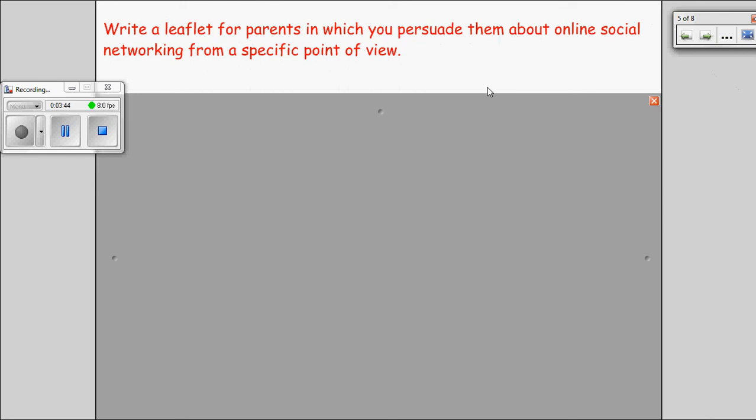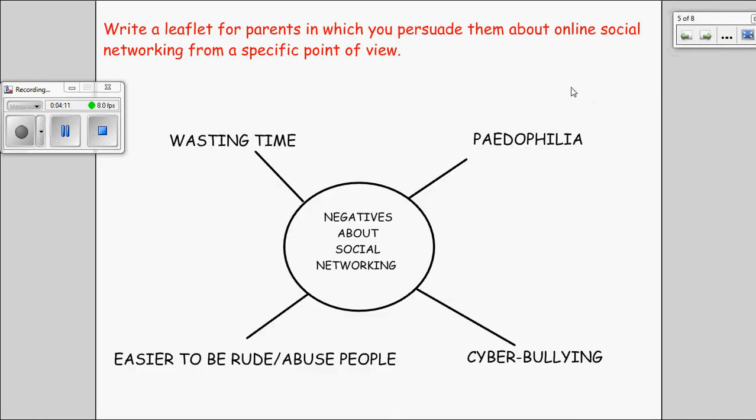Here's another example: writing a leaflet for parents in which you persuade them about online social networking from a specific point of view. If I'm trying to persuade parents, I might write about the negatives of social networking. For example, I might talk about bullying, how easy it is to abuse or be rude to people, the fact that it's a bit of a waste of time, and maybe also paedophilia. So straight away, I start to get a general idea of what I want to cover in my written task. But as I said, it's not particularly developed.